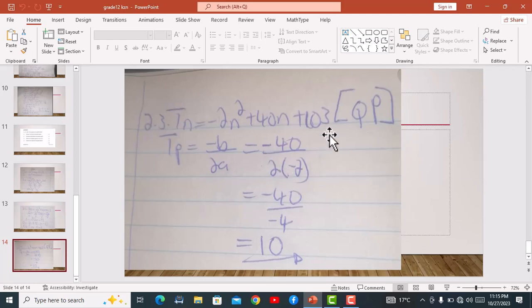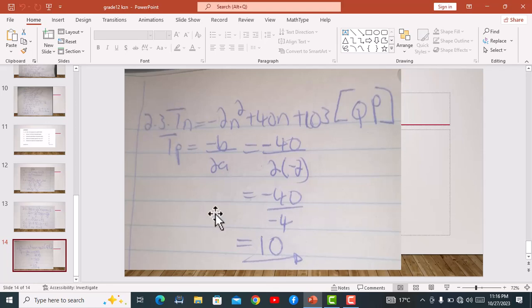So what I did was to find the turning point. I know that this is a quadratic, it's a parabola, so the turning point for x will be -b/2a, which is equal to minus the value of b, it's 40, divided by 2 into -2, and I found the value, the maximum value, to be 10.